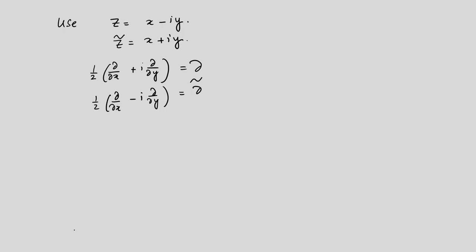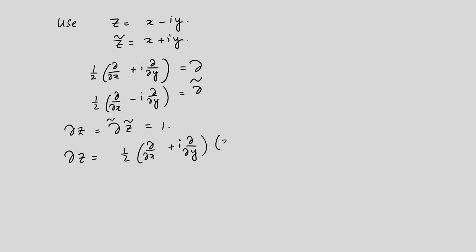So this ∂ or ∂ tilde is what these things are, and it is important to understand that ∂z equal to ∂ tilde z tilde is equal to 1, because you see that if you take this ∂, this is equal to half of ∂/∂x plus i ∂/∂y, and this is going to act on this z, which is x minus iy.